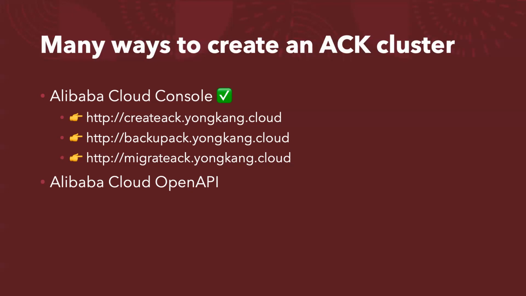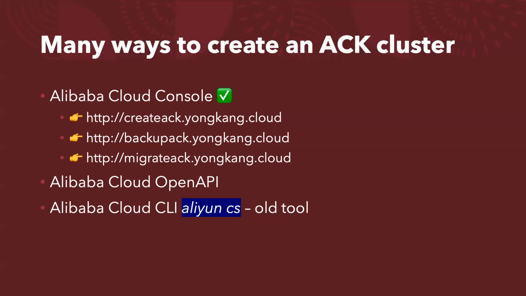And there are two additional ways you can create an ACK cluster. Number one, in the old way, there is a command line tool. It's called Aliyun CS. CS stands for Container Services. I say it's old. If you're trying to use the command line to create an ACK cluster, I actually spent quite a little bit of time trying to figure out how to create the cluster using the Aliyun CS command. I just can't get the parameters to create the cluster.